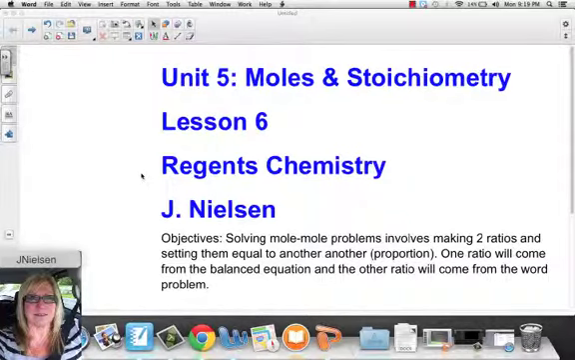So you wind up making two ratios and setting them equal to one another, as in a proportion. So one ratio comes directly from the balanced equation, from the coefficients in the balanced equation, and the other ratio will come from the word problem. So let's get started.